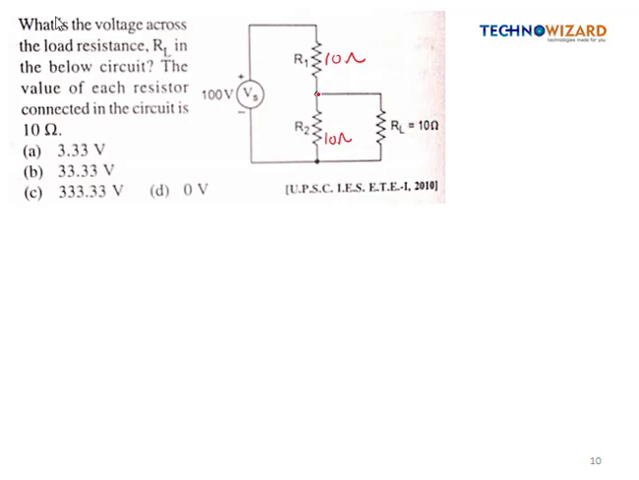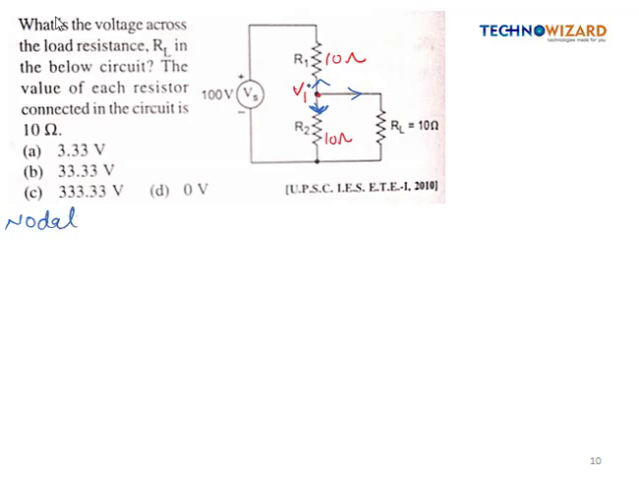So simply I'm going to apply the nodal. Suppose the voltage at this node is V1, right? So I'm going to apply the nodal. In the nodal we have to consider the current in the outgoing direction. So from this node, suppose this current is flowing like this, and I have marked the current in the outgoing direction. So now I'm going to write the nodal equation.